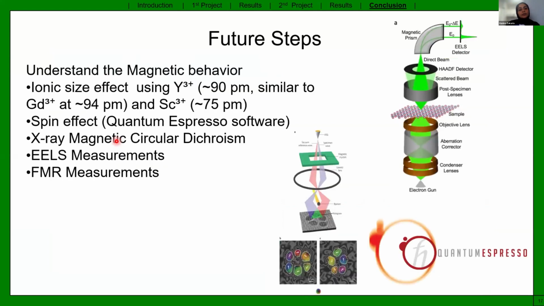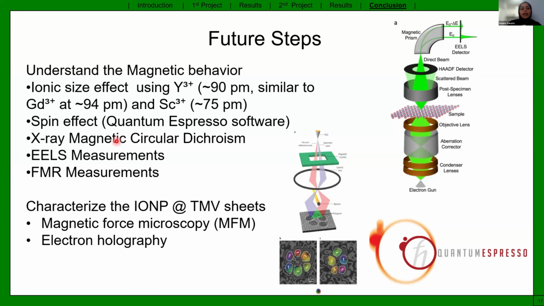Building on these findings, the next step is to continue to understand the magnetic behavior of these particles by understanding the ionic size effect. Also, we're going to do some computational chemistry, and we're going to understand the spin effect using the Quantum ESPRESSO software. Also, we're going to collect X-ray magnetic circular dichroism, some yield measurements, and FMR measurements. And for the second project, we're going to characterize these sheets by obtaining magnetic force microscopy and electron holography.